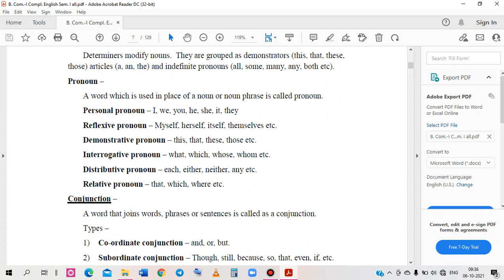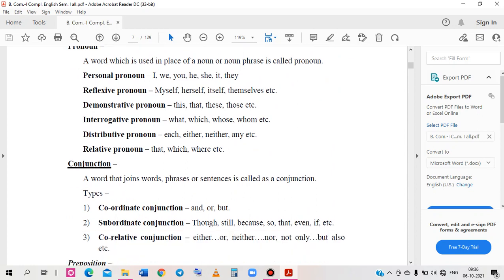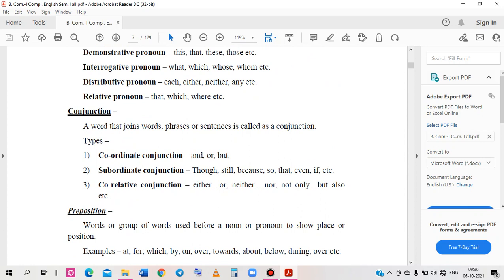Then the conjunctions. A word that joins words, phrases, or sentences is called a conjunction. Types: coordinate conjunctions: and, or, but. Subordinate conjunctions include though, still, because, so that, even, etc. Correlative conjunctions: either or, neither nor, not only but also, etc. So conjunctions include coordinate, subordinate, and correlative conjunctions.